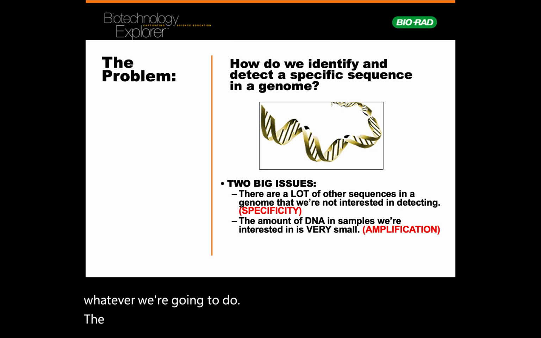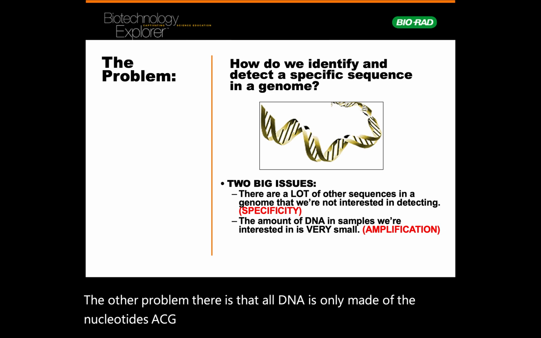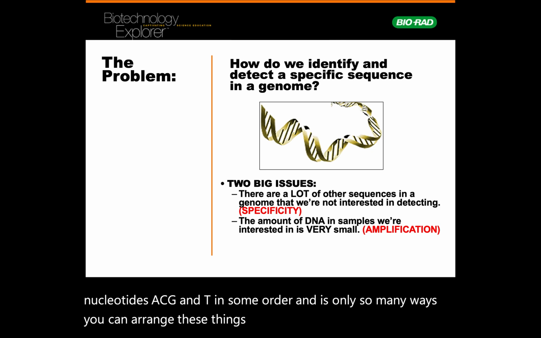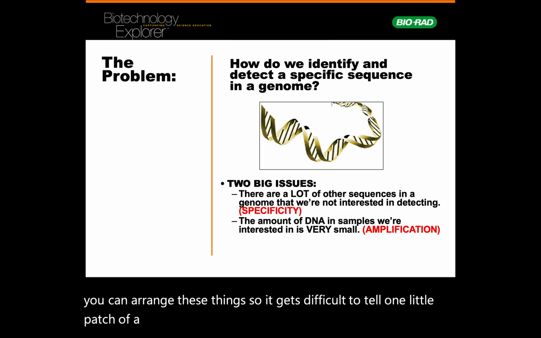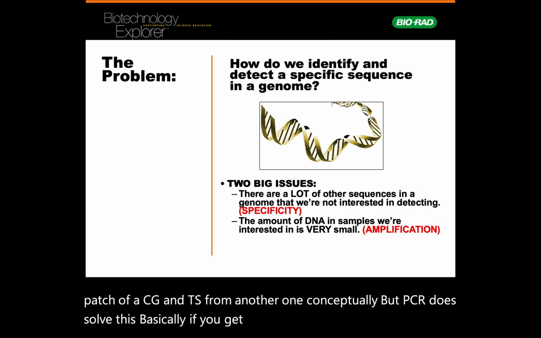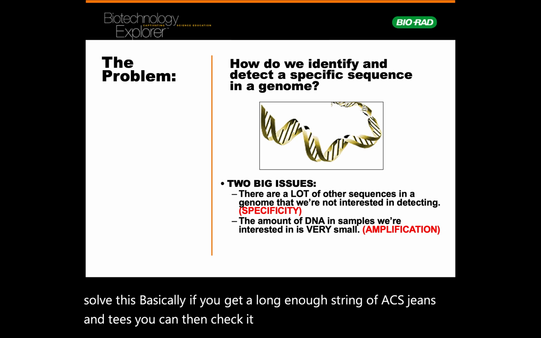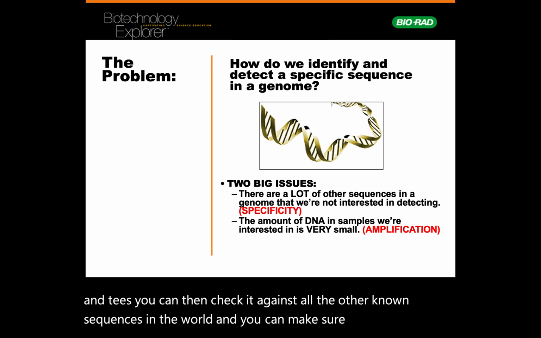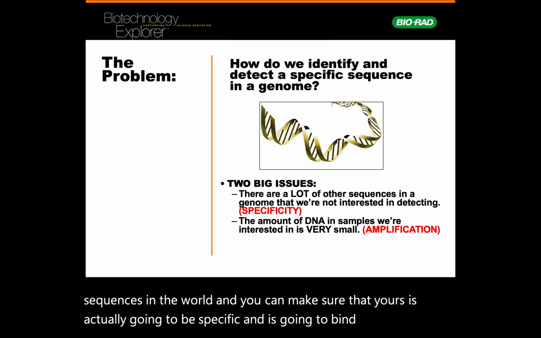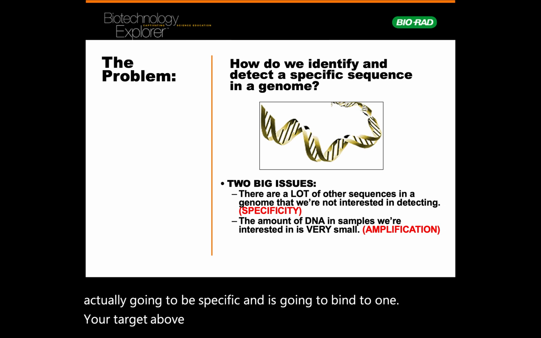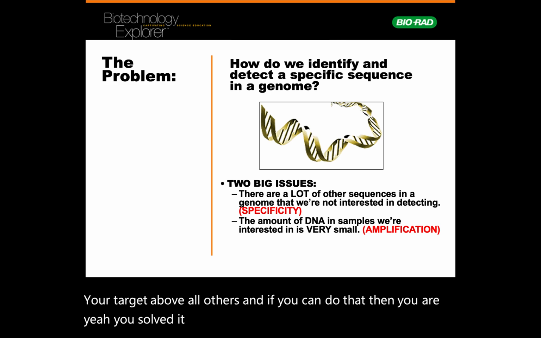The other problem is that all DNA is only made of the nucleotides A, C, G, and T in some order, and there's only so many ways you can arrange these things. So it gets difficult to tell one little patch of A, C, G, and T's from another one, conceptually. But PCR does solve this. Basically, if you get a long enough string of A's, C's, G's, and T's, you can check it against all the other known sequences in the world, and you can make sure that yours is going to be specific and bind to one particular target above all others. If you can do that, then you've solved half the problem facing people who want to work with genes.